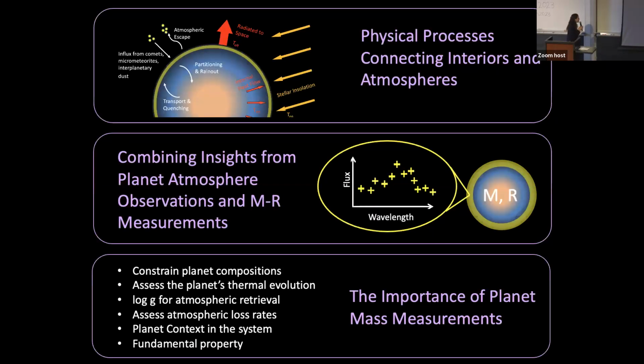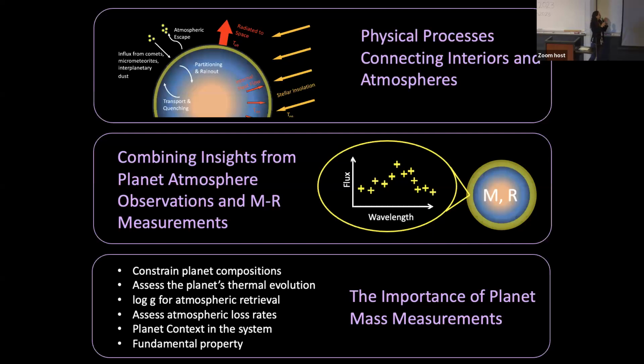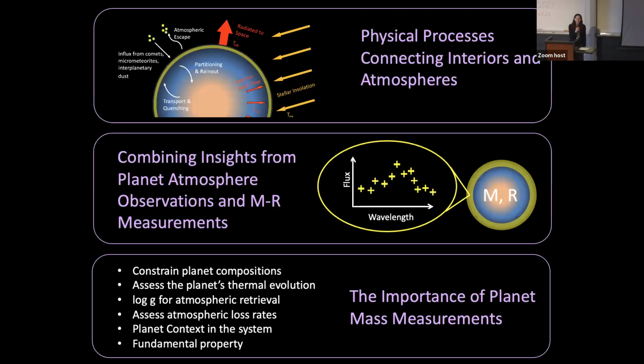And so I will stop there and just sum up. In this lecture, I gave a bit of an overview of some physical processes that connect planet interiors and atmospheres. I gave a few examples of how combining insights from planet atmosphere observations and mass-radius measurements can inform each other and the retrievals, and also briefly summarized a checklist of reasons for why mass measurements are important. So thank you so much for your attention.